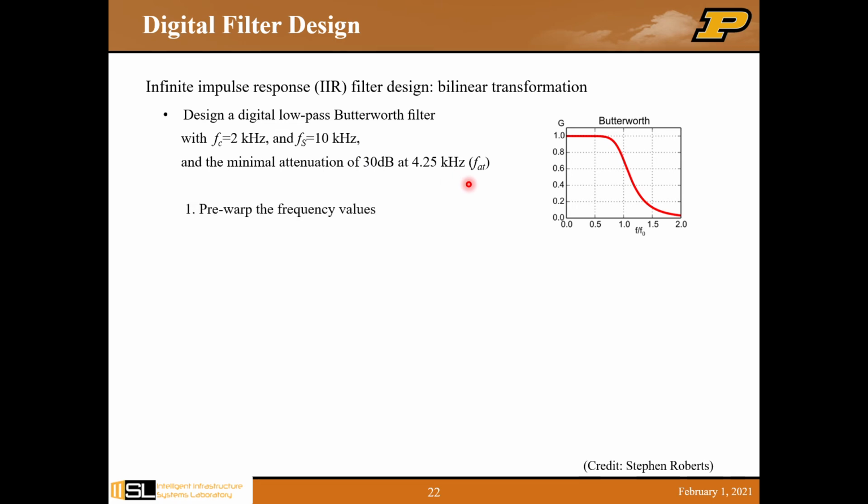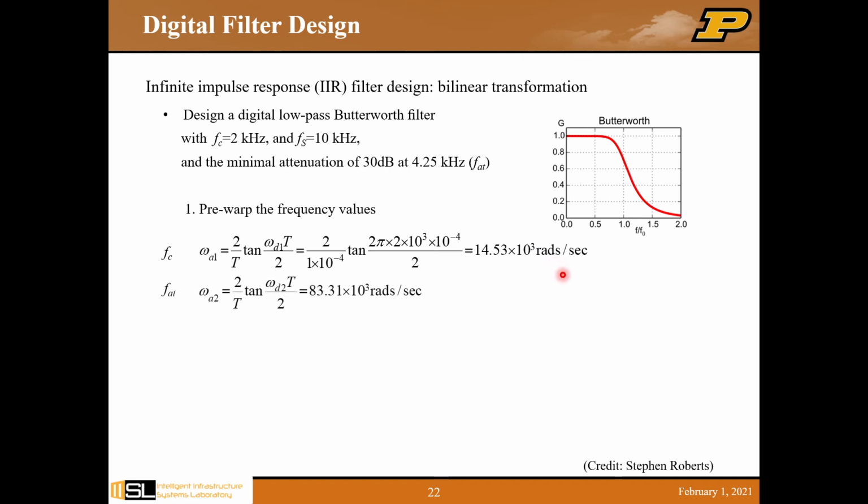Step number 1, as I mentioned before, we need to pre-warp the frequency values. Let's start with the cutoff frequency here. By applying the formula, we can obtain the corresponding analog filter omega A1 of the omega D1 here. So the result is 14.53 times 10 to the 3 radians per second. Similarly, we can obtain the pre-warped analog frequency omega A2 here.